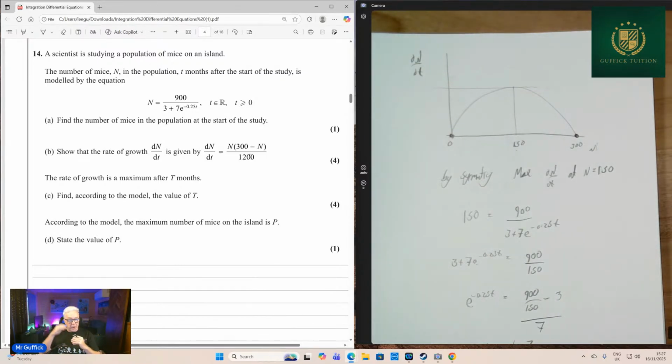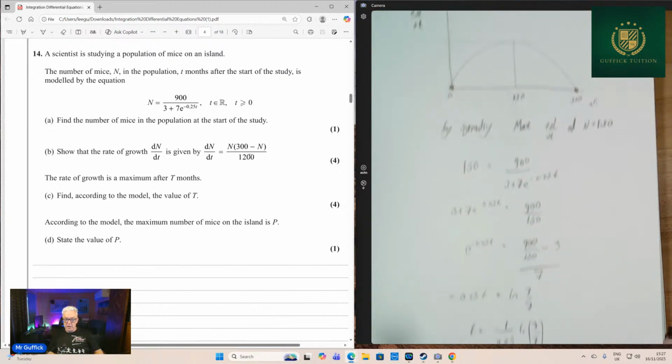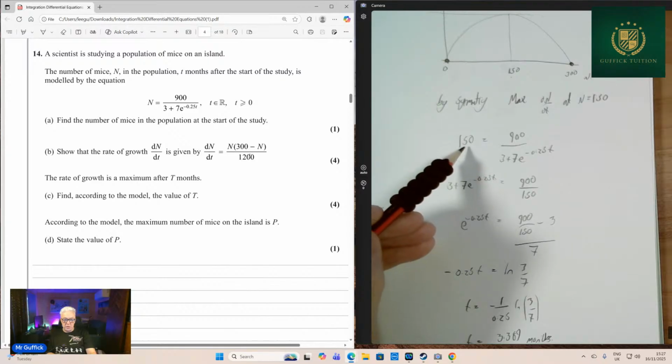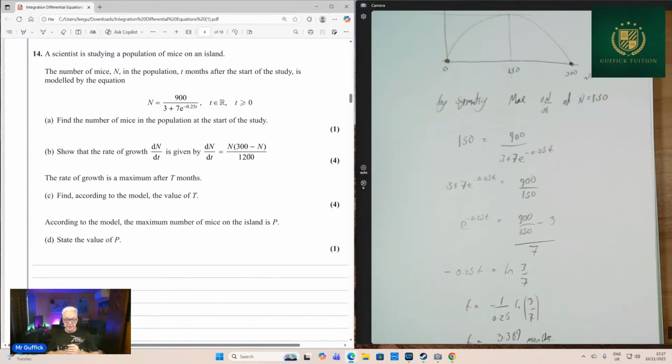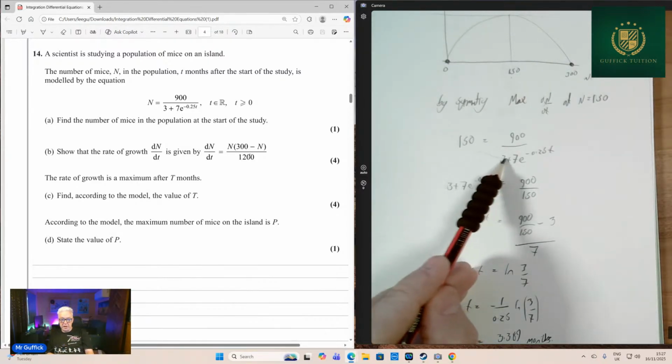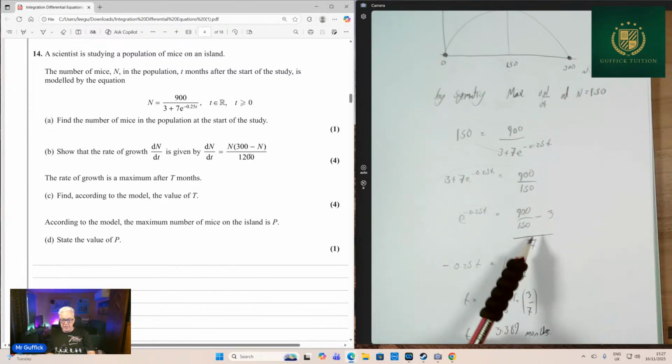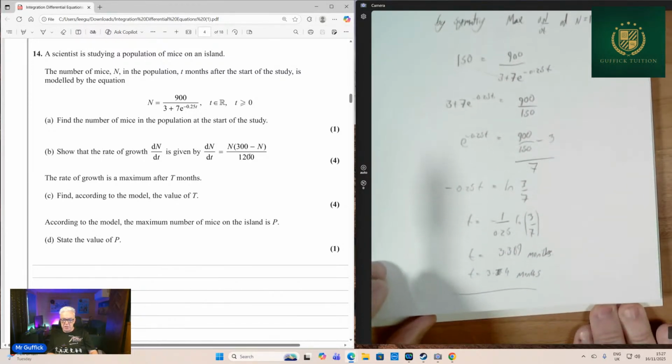And we've got to try and find out what the value of t is when this happens. So what we do now is we basically put the original equation equal to 150 and solve for t. So again, I've swapped over those two in this line here. I'm then going to subtract 3 and divide by 7, take logs of both sides.